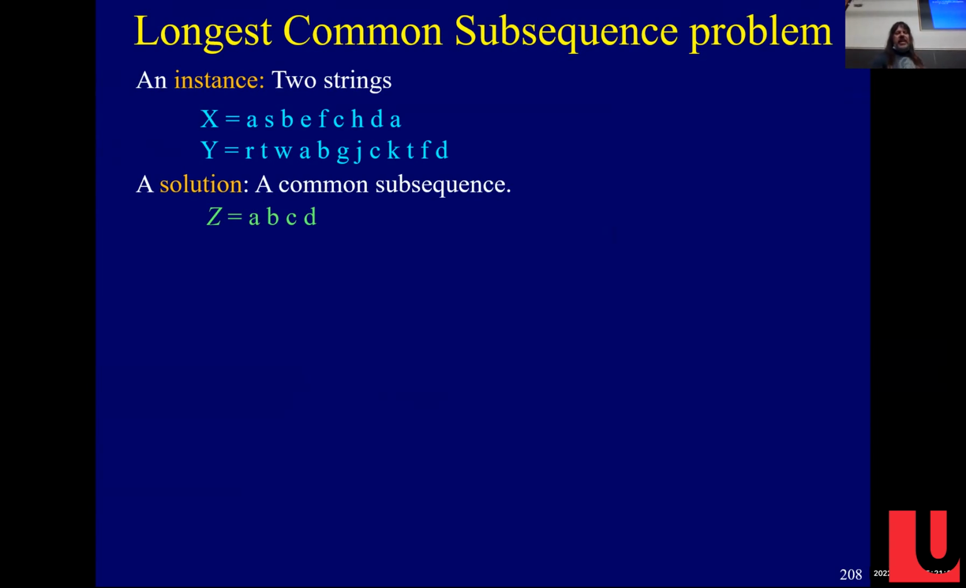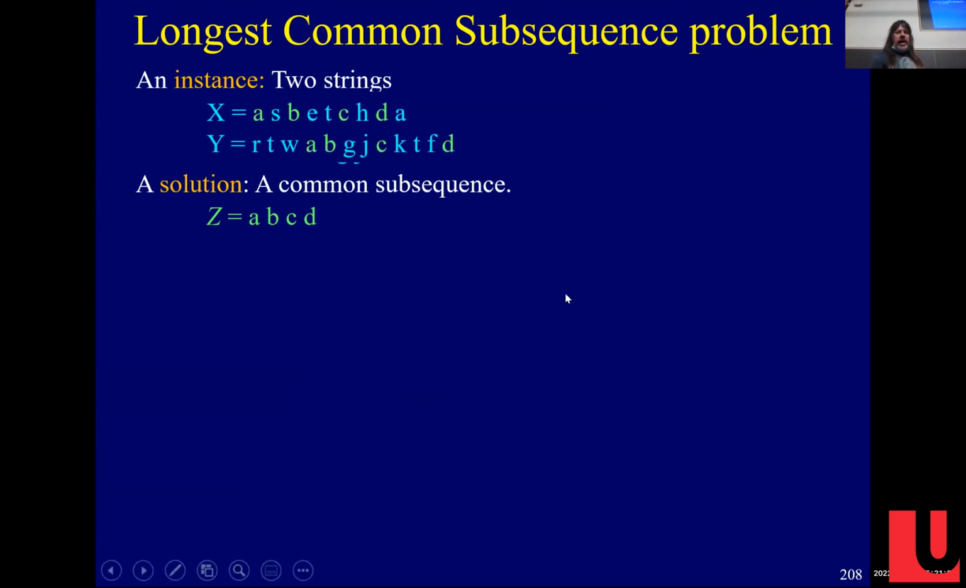So ABC, you'll note ABC is a subsequence of X. And what do we mean by subsequence? A sequence is letters in a particular order, right? And you can repeat letters. And then a subsequence is a subset of those that still can repeat letters, right? And so you can see ABC is a subsequence.